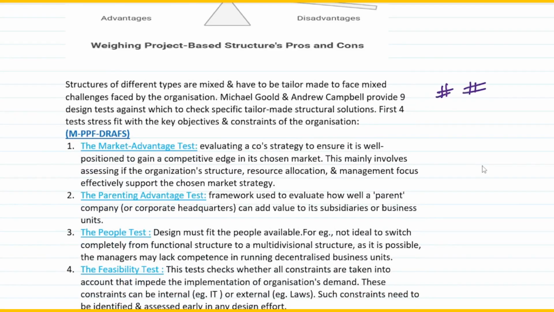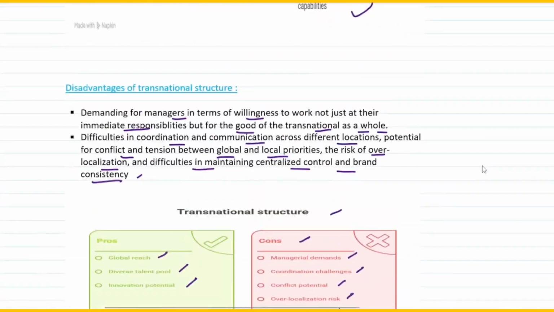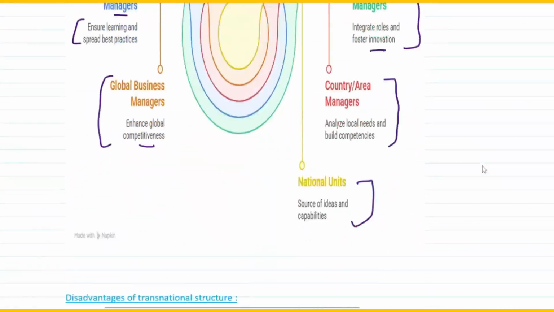Okay, why is it important? Let's understand this. Structures of different types are mixed and have to be tailor-made to face mixed challenges faced by the organization. We did 5 kinds of structures, right? Functional, multidivisional, project-based. Then we had what? Then we have transnational, and we had the matrix structure, right?